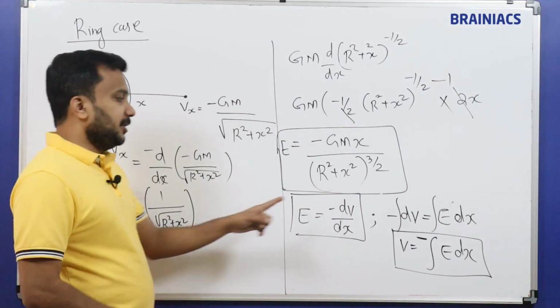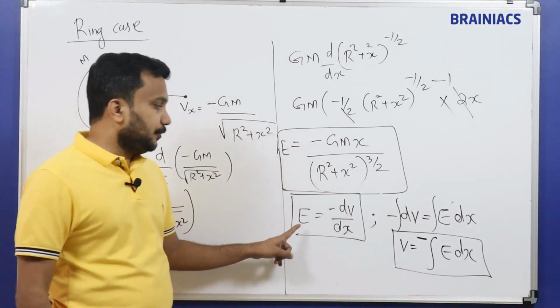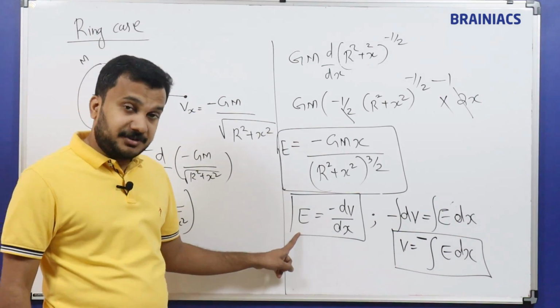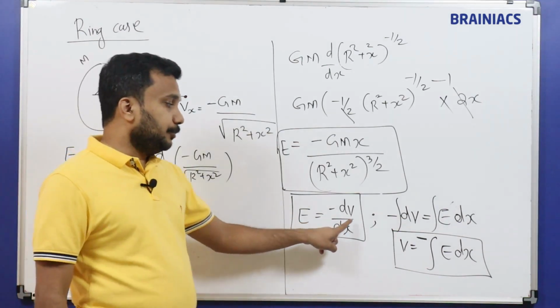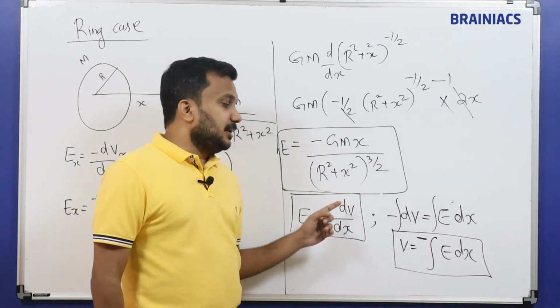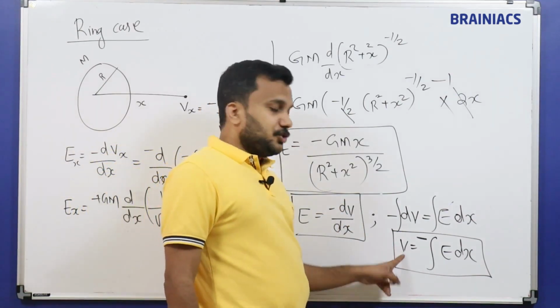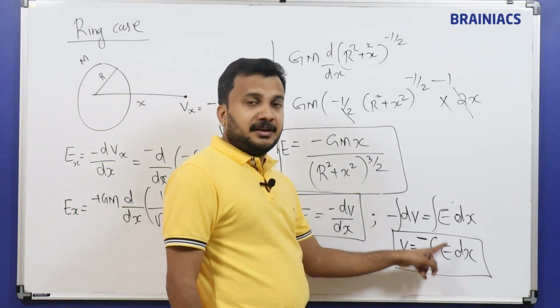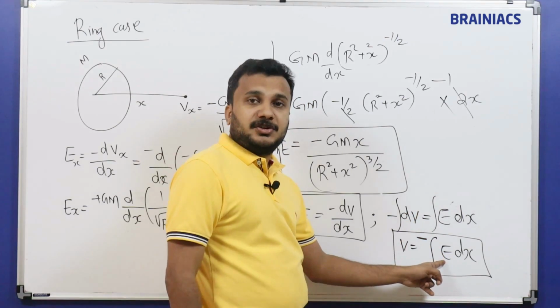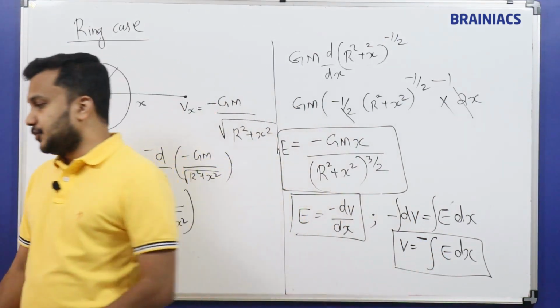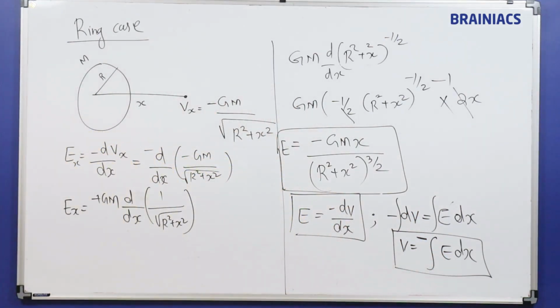If potential is given and you want to find the gravitational field, then you have to differentiate the potential. If the gravitational field is given and you want to find the potential, you have to integrate the gravitational field so that you will get the gravitational potential. So that was the whole concept behind this chapter. No other complexities are there.